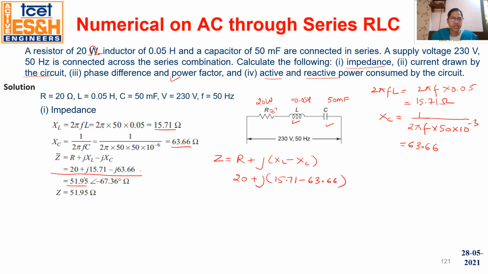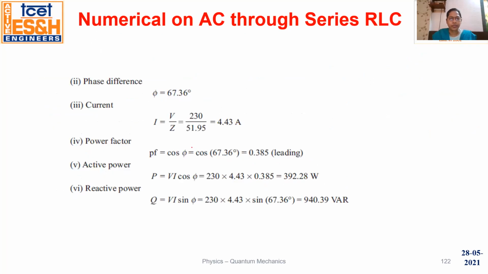How we will get this? After converting this rectangular form into polar form. So in polar form, 51.95 is equal to 67.36 degree angle negative, and impedance is always in ohm. So the phase difference is 67.36. Now voltage is given, and we already have Z.